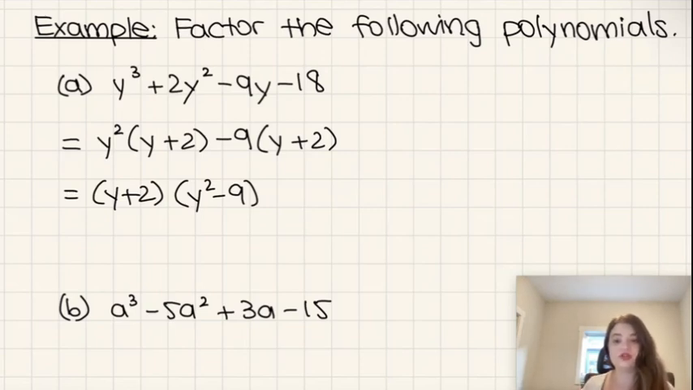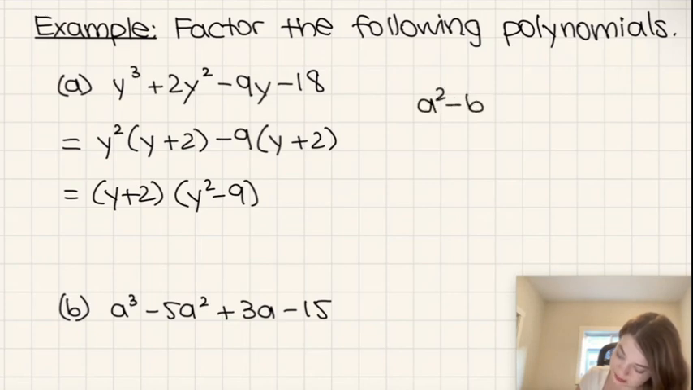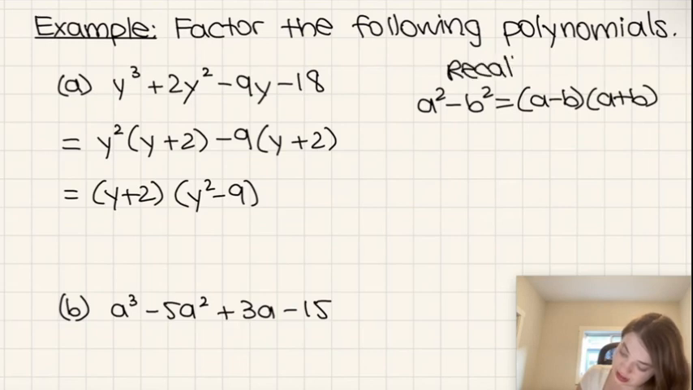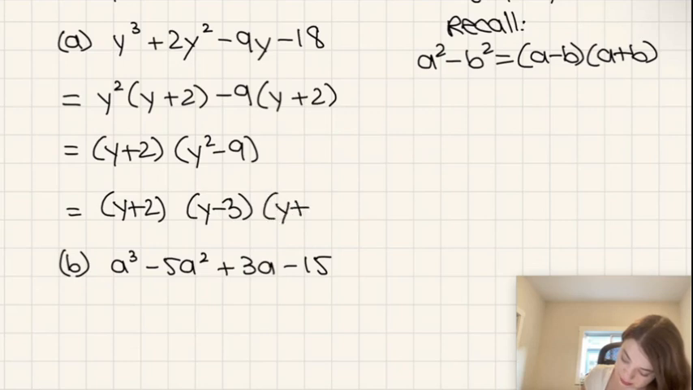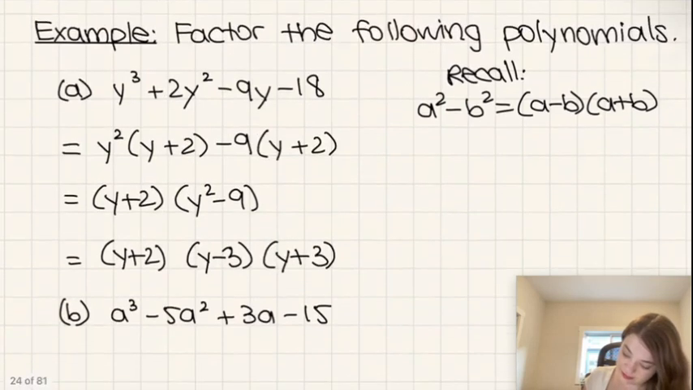However, I noticed that y squared minus 9 can be further factored using the difference of squares method that we learned in Algebra 1. And so just in case you forgot it, the difference of squares formula says that a squared minus b squared is equal to a minus b times a plus b. So recall that this is also the case. And that's going to give us y plus 2 times y minus 3 times y plus 3, and that's going to be our final fully factored answer.